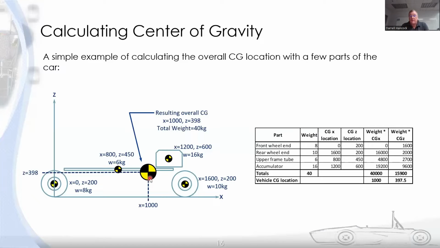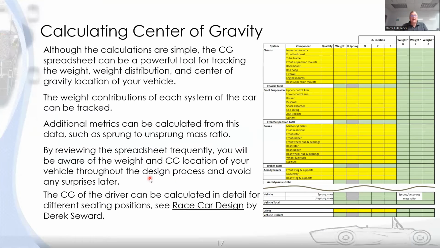So it's a fairly straightforward calculation. The calculation is easy. Finding all the information and tracking the information to do the calculation is probably the harder part. So again, the calculation's simple, but you can create a spreadsheet to do it all for you.